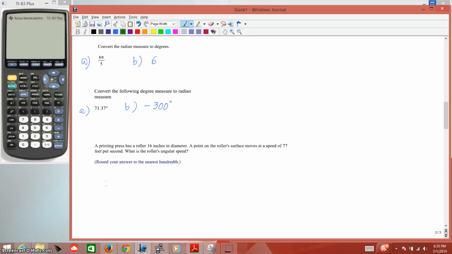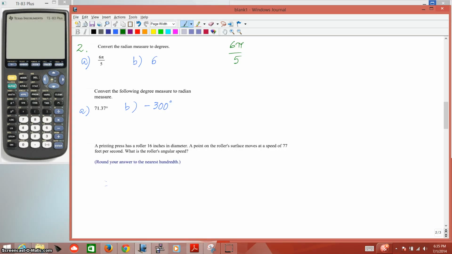This time I'm going to work out a few problems based on conversion of angle measurements from degrees to radians, radians to degrees. The first question, let's say I call this one my question number 2: convert the radian measure to degrees. I will work out two different problems. The first one is 6 pi by 5. You have to convert that in terms of degrees.